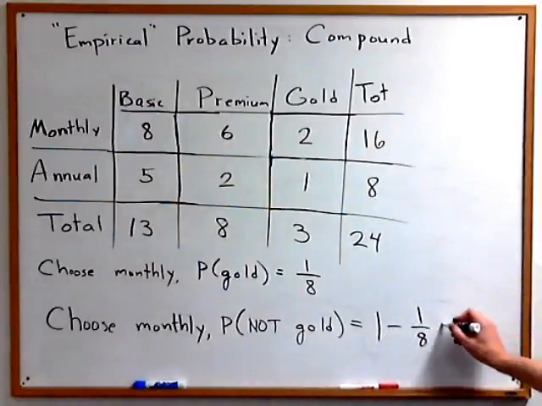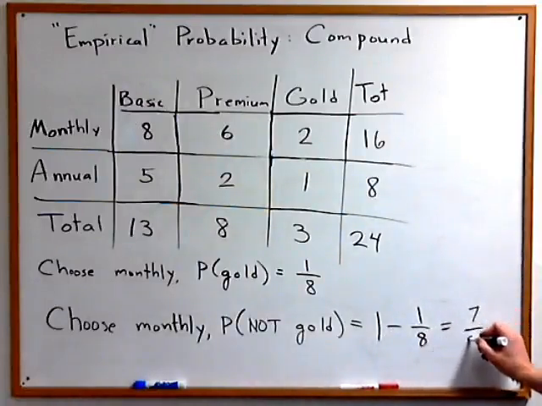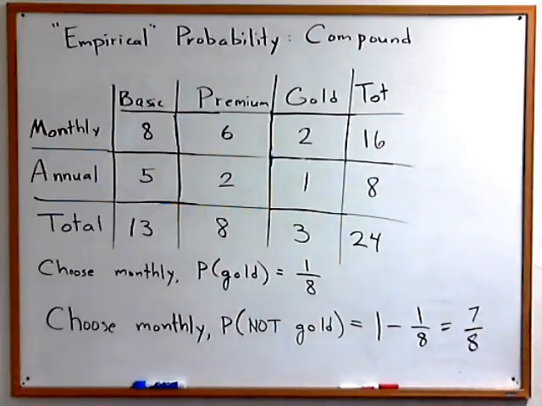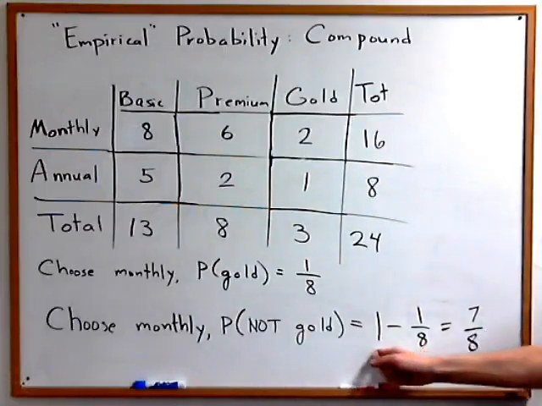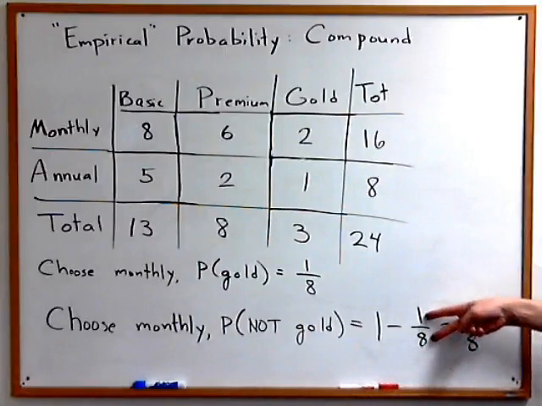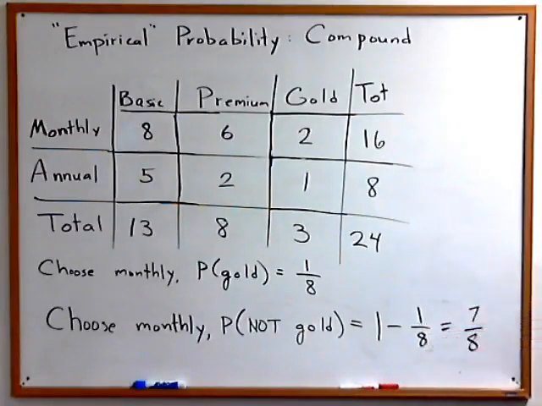I hope you remember your fraction arithmetic. 1 minus 1/8 is 7/8. So whenever you subtract any fraction from 1, you're basically just subtracting the numerator from the denominator. Okay, so that's really easy when we do it that way.